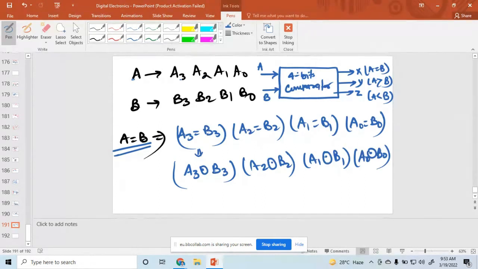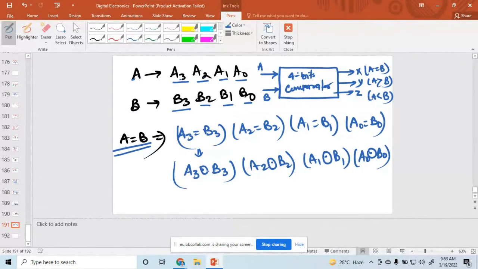So now I'm assuming that when A equal to B, A equal to B means A3 equal to B3, A2 equal to B2, and A1 equal to B1, and A0 equal to B0, then you can say that A equal to B. The meaning is that each bit is equal. Then you can say this comparator is equal.